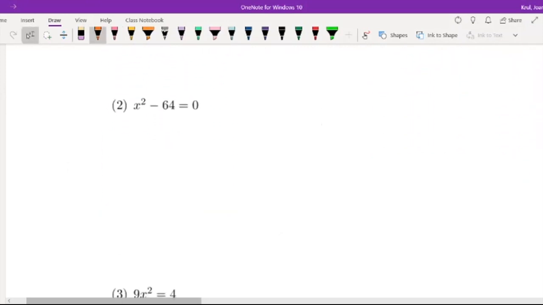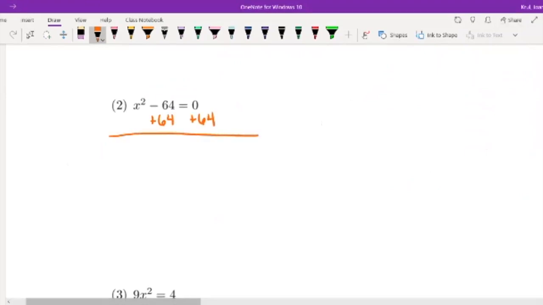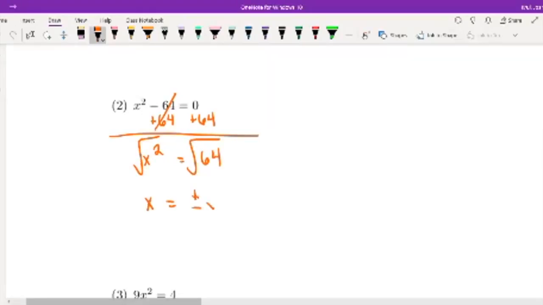But remember, you can only take the square root as long as your x squared is alone. So before we take the square root of both sides here, we must add that 64 to both sides. So now we have x squared is equal to 64. Then we can take the square root of both sides, but when you take the square root, you must remember the positive and negative. Luckily, 64 is another perfect square because 8 times 8 is 64.